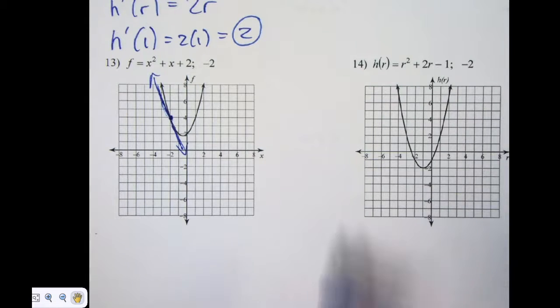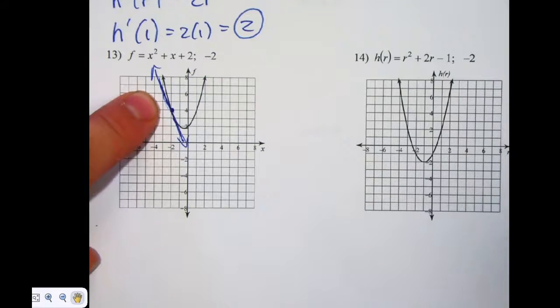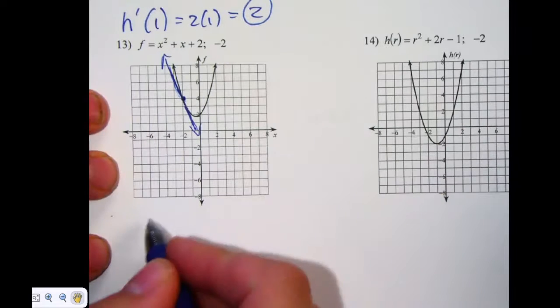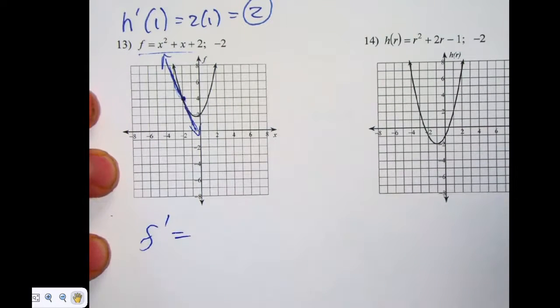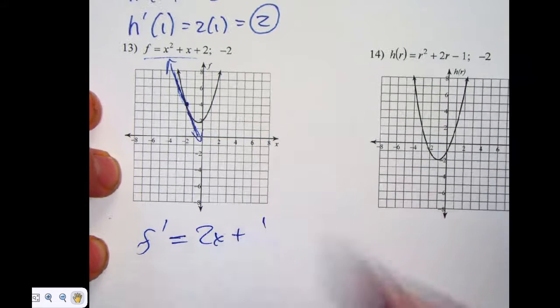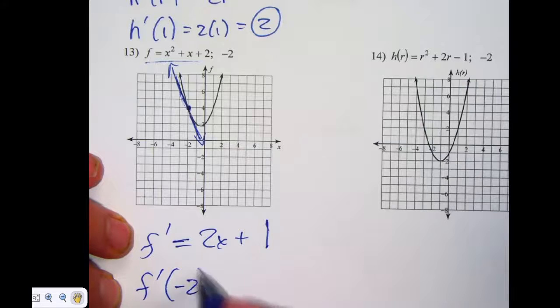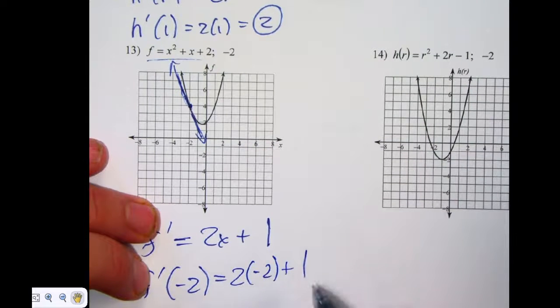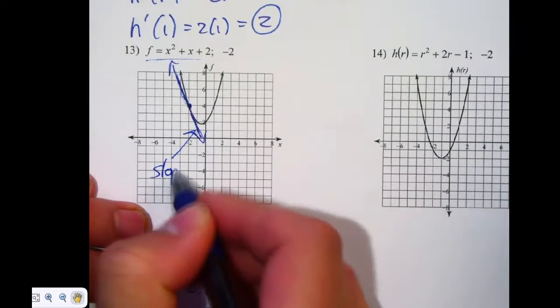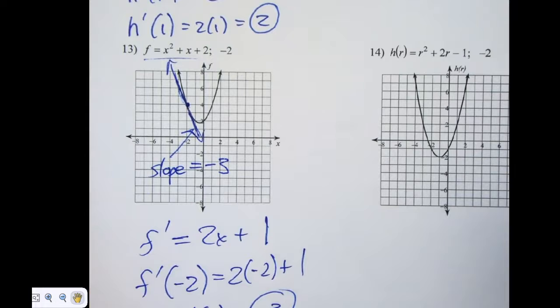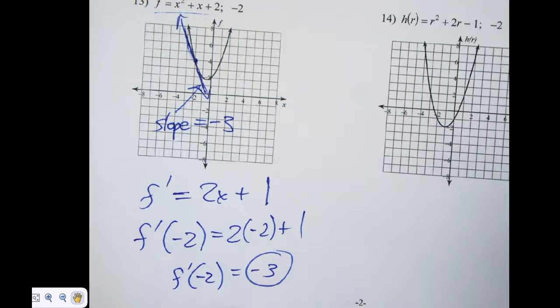Alright. So, this should be, I'd say, negative something, right? A little bit steeper than -1, like -3, -4, -2, I don't know. But we can find it exactly. So, what is f prime in this case? 2x plus 1, right? So no matter where I go on that graph, the slope is 2 times the x value plus 1. Well, f prime of negative 2 is 2 times negative 2 plus 1. So f prime of negative 2 equals negative 3. And that is the slope of this line. That makes sense? Good enough?